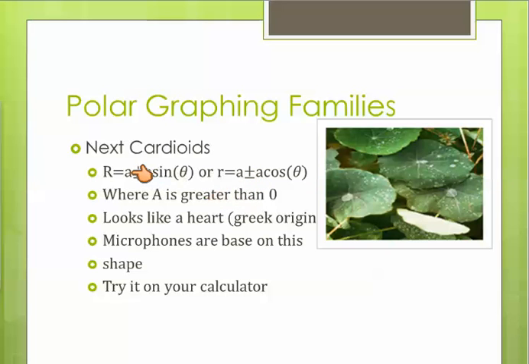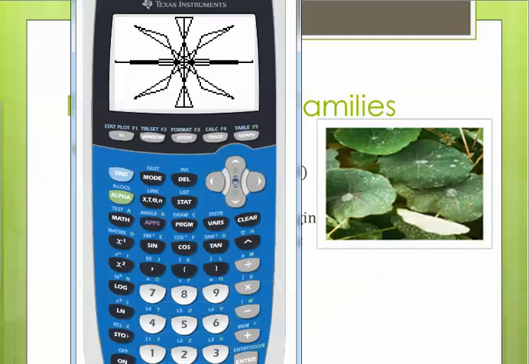I want you to notice there's an a here and an a here. It's the same value in both places. This one looks like a heart, and that's the Greek origin of the word for this cardioid. Okay, this is the one that microphones are based off. So this is the one that gets used a lot in sound engineering work. So let's try a couple of these, see what they look like.